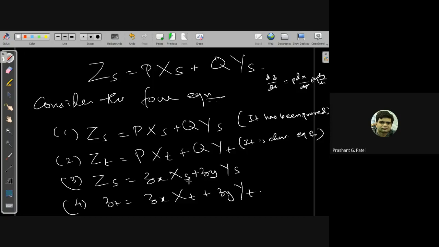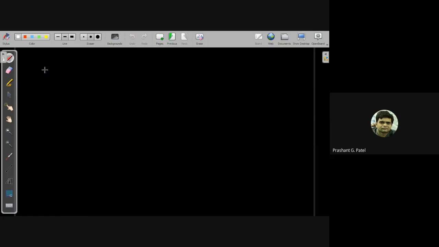This can be obtained by z being a function of s and t, where s and t are functions of x and y. Sorry, the situation is, now the question is how to obtain equations 3 and 4. So what is the situation here? z is a function of x and y, and x and y are functions of s and t.